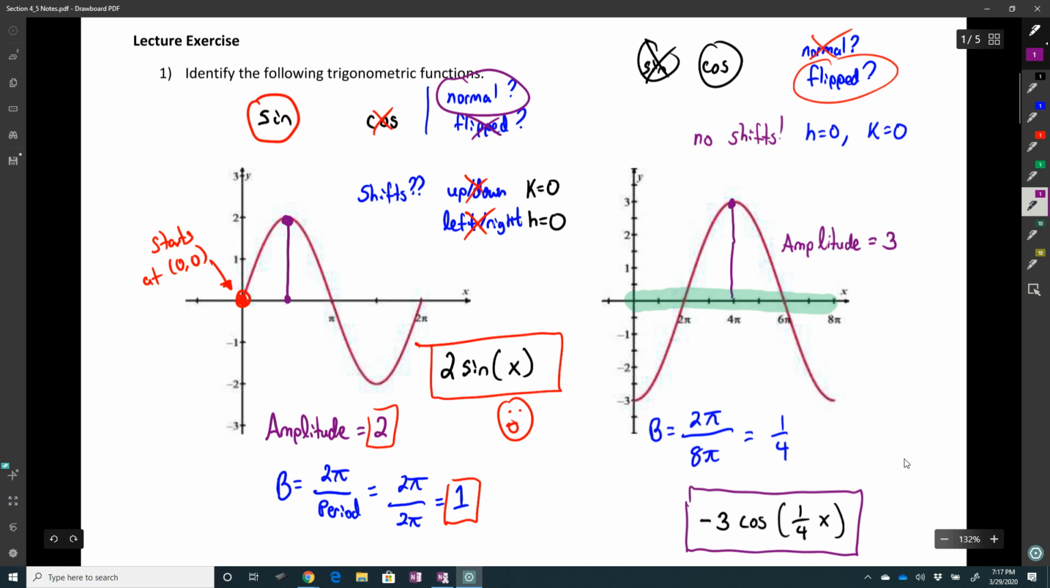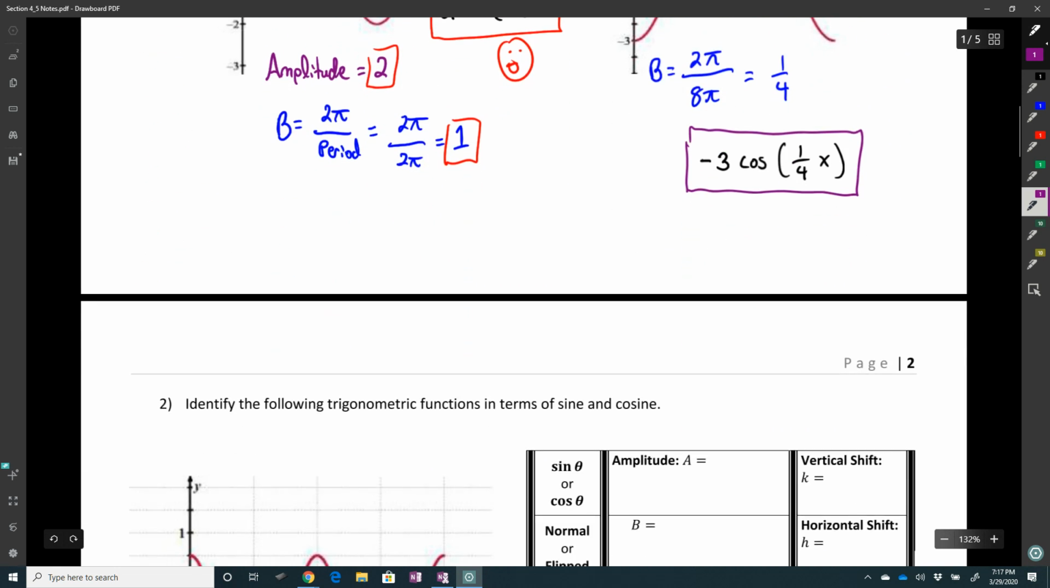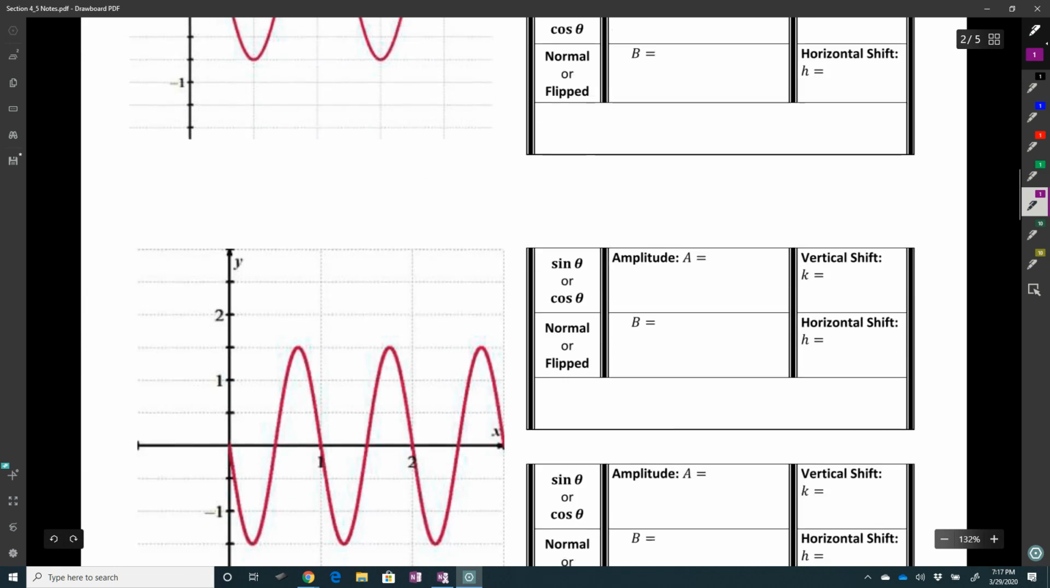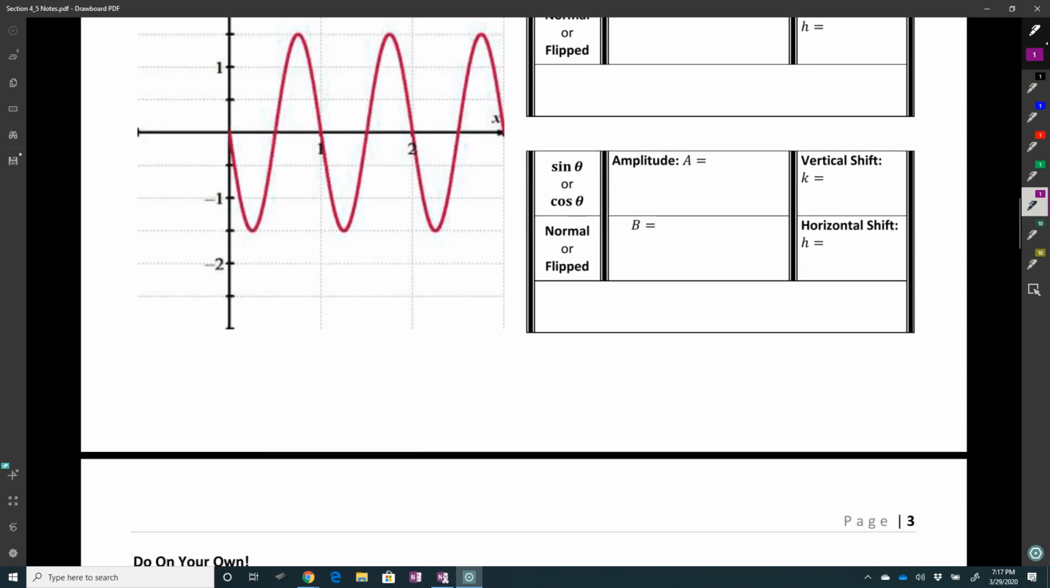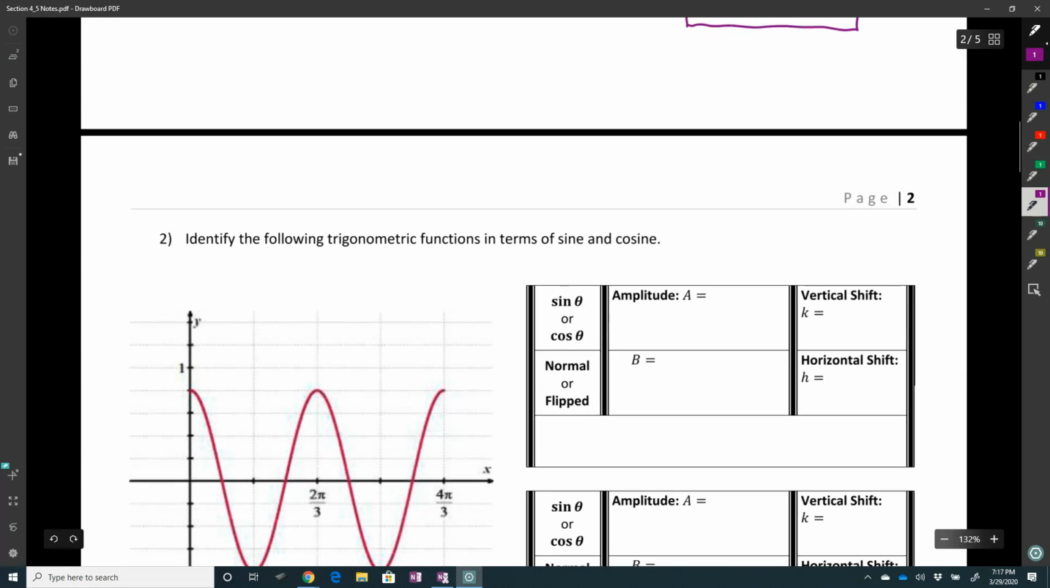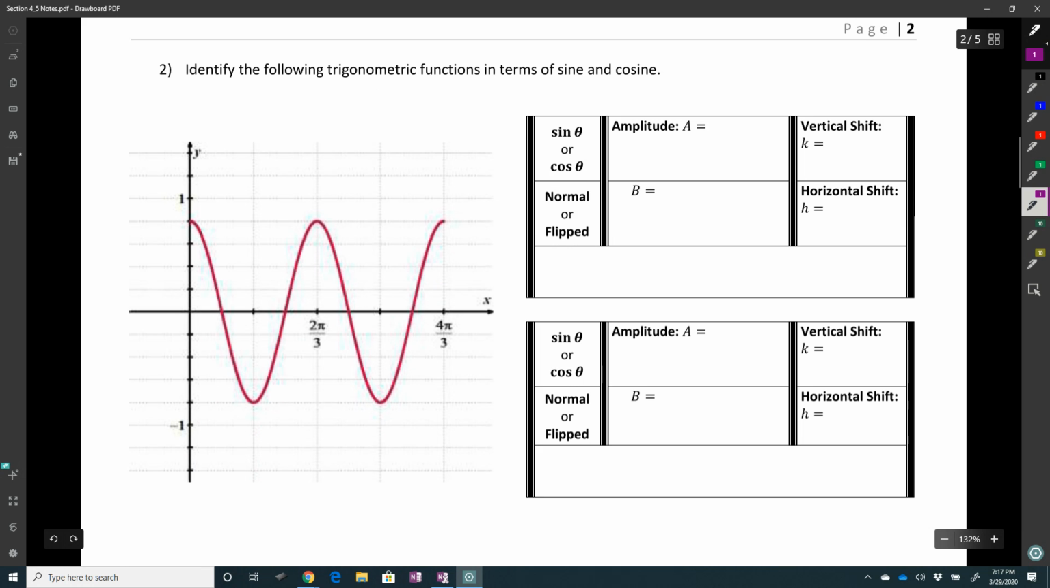There we go. All right, so I'm going to do 2 more. And these are going to be more complicated. They're going to shift around. So to help us with that, I made little tables for each one. And we're going to do these 2, and then you're going to do the next 2 on your own. All right, so these are more complicated. Identify the following trig functions in terms of sine and cosine.